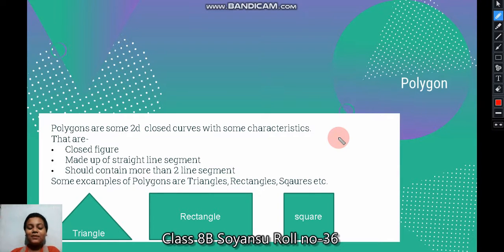Why more than two line segments? Because if we draw two line segments like this, then they wouldn't join, but the figure should be closed. So we need a third line segment to join them. So the minimum line segments that we need to make a polygon are 3 line segments.